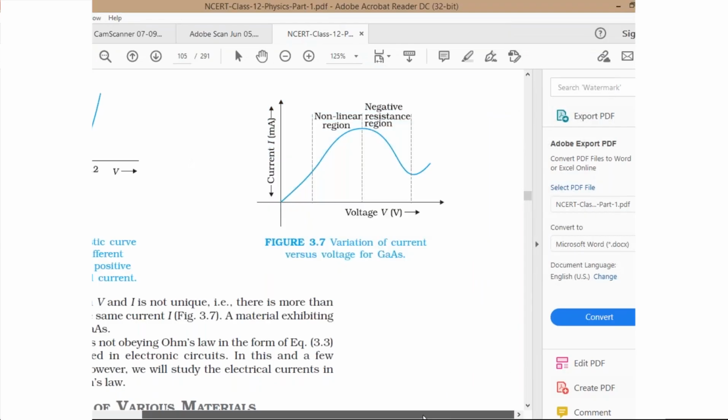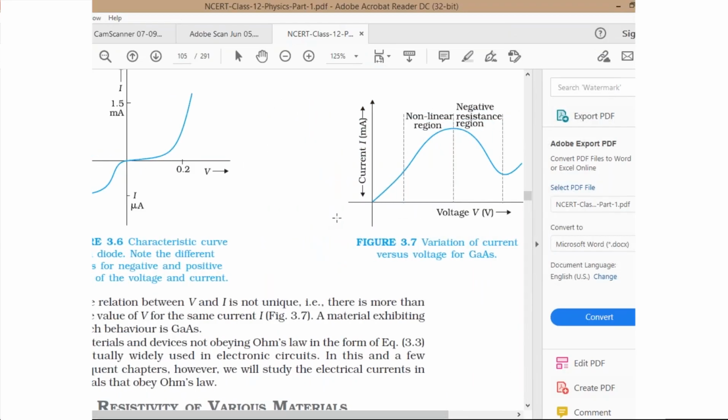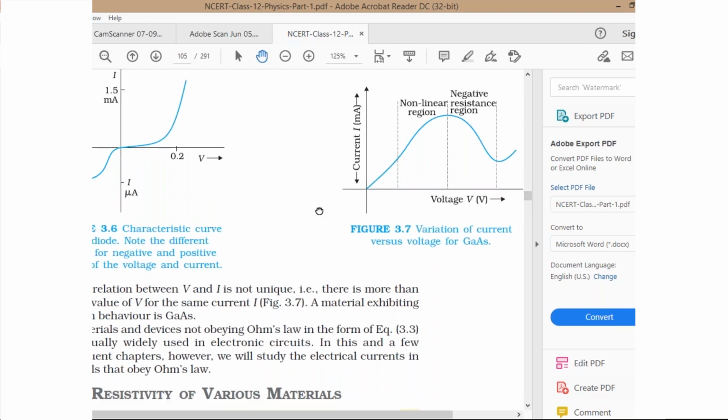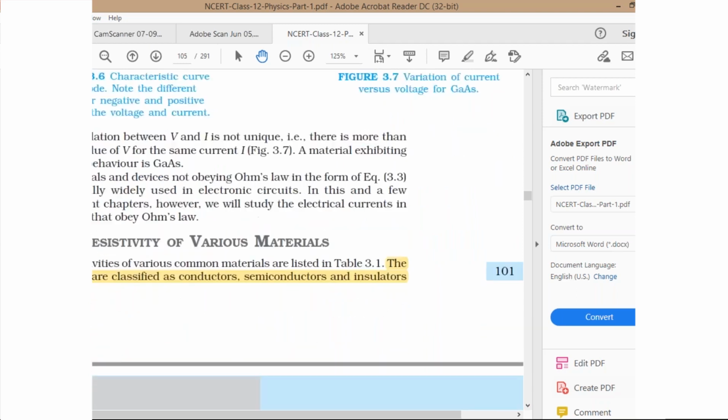So you can see that there is a deviation of Ohm's law. There may be a multiple choice or short answer type question, like give an example where Ohm's law is not valid. You have to write semiconductor devices.